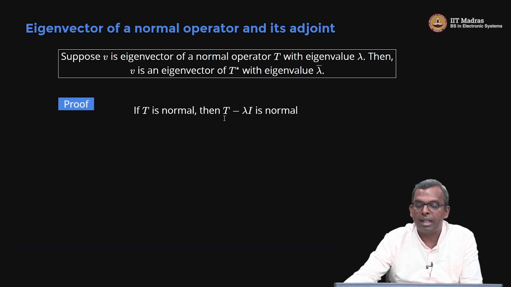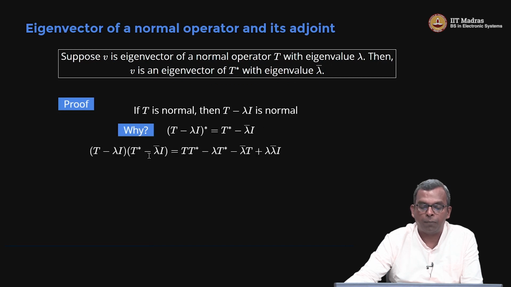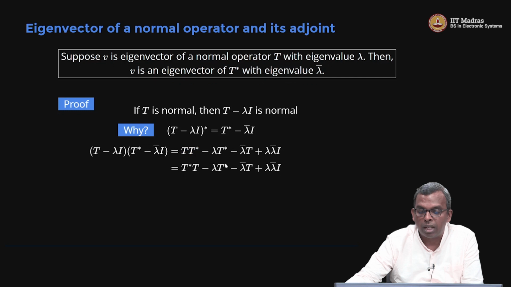If T is normal, then T minus lambda I is also normal. The proof is not too bad. T minus lambda I star we know is T star minus lambda bar I. Now you can multiply T minus lambda I times T star minus lambda bar I. This is just matrix algebra. But now you notice you can do this switch: T T star is the same as T star T, and then do this switch. Everything else remains the same, and now you can see that this is also the same as T star minus lambda bar I times T minus lambda I, because we could do the switch.